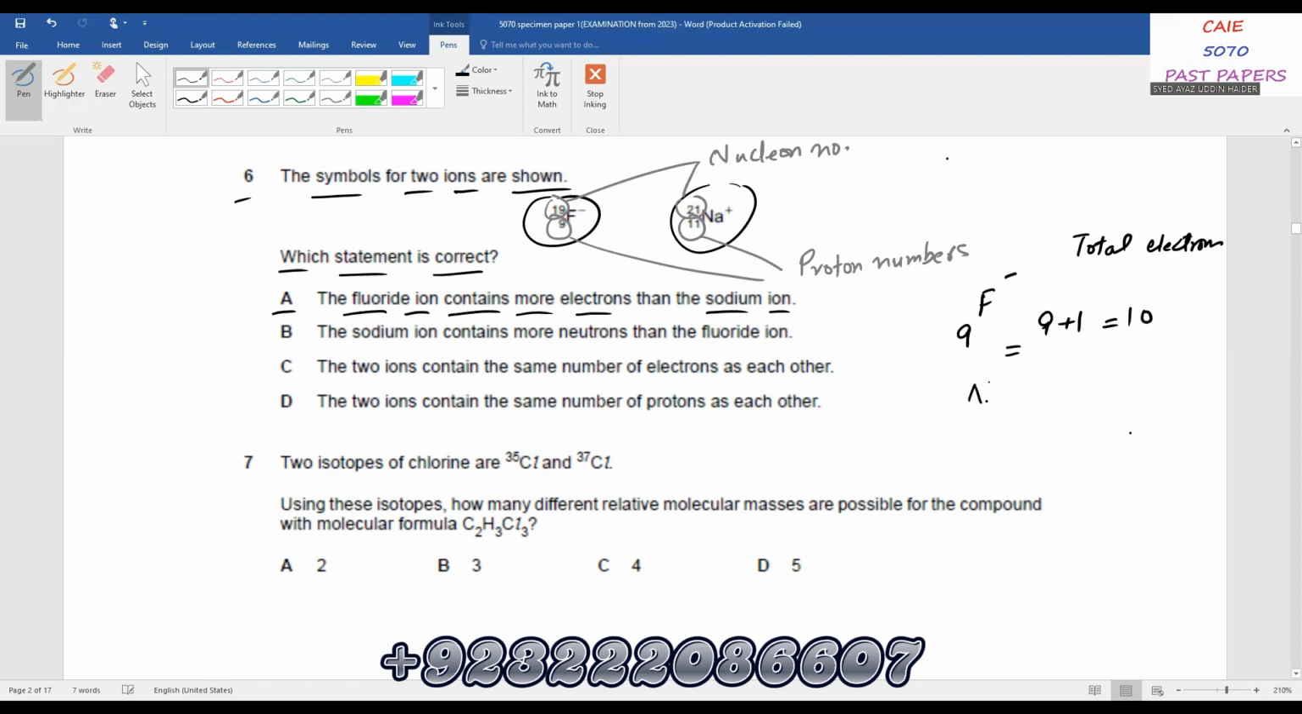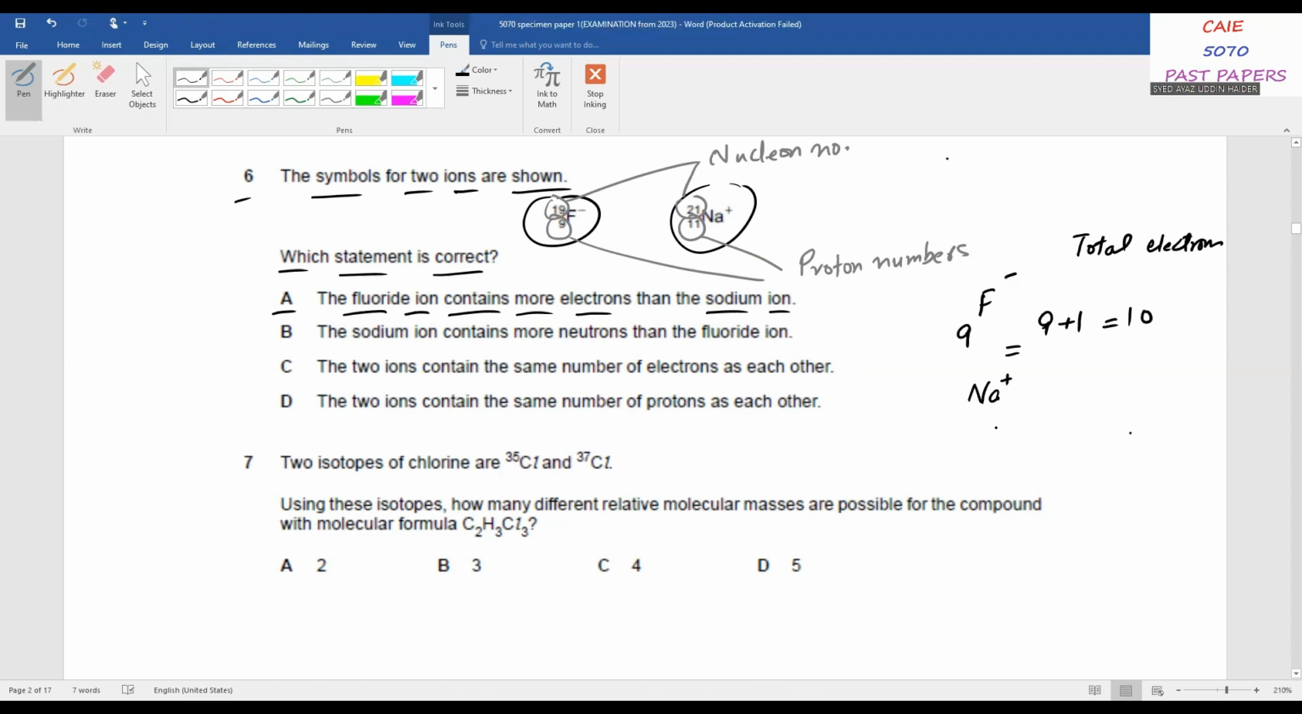What about Na plus? Na plus means it has lost one electron. Look at the proton number of Na plus, which means it has 11 electrons. And now it has lost one electron. So 11 minus 1 will be 10. So this statement is wrong. Let's see the next statement.